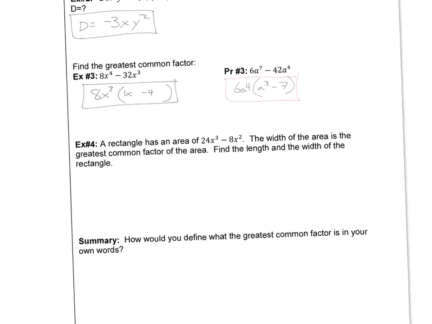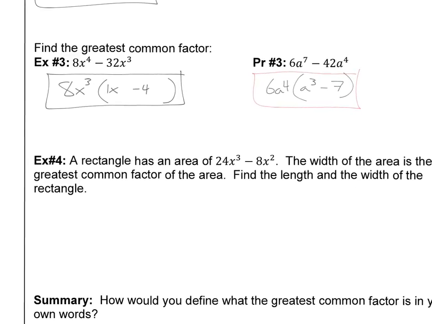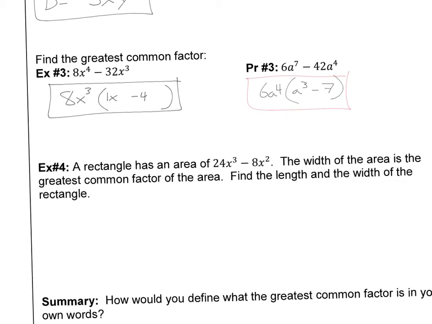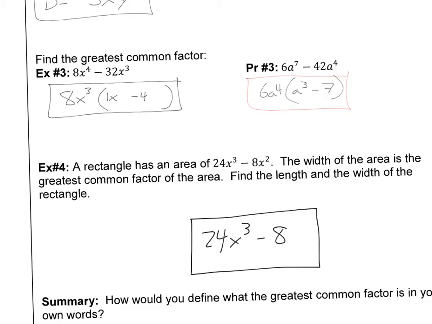Okay, almost done here. A rectangle has an area of 24x cubed minus 8x squared. The width of the rectangle is the greatest common factor of the area. Find the length and width of the rectangle. Okay, this is one that seems a little crazy, but what I would recommend that you do is just draw a rectangle and think about it. So we know that the area is 24x cubed minus 8x squared. We also know that area equals length times width. So whatever the width is here and the length is here, these two things multiplied together will equal this.